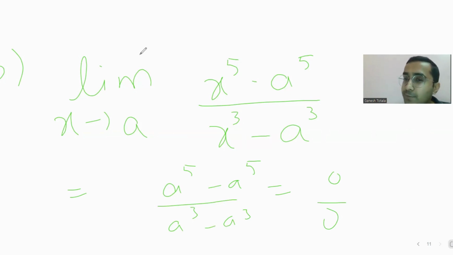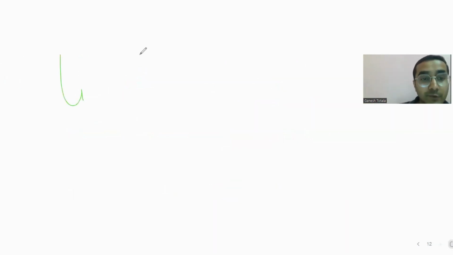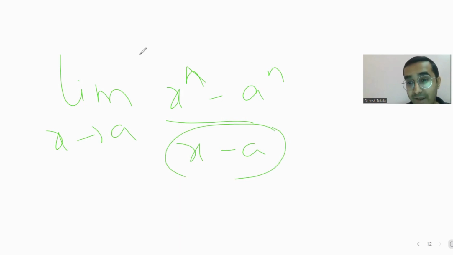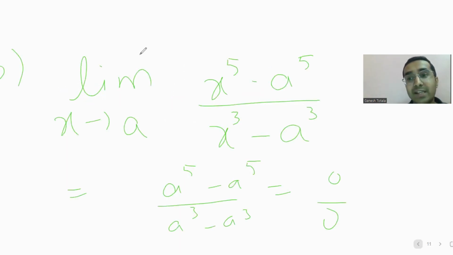So now, how to solve this problem? Just recall that we have seen one standard formula for limits. And what is that? (x raised to n minus a raised to n) divided by (x minus a) is equal to n into a raised to n minus 1. But to use this formula, as x is tending to a, we need the denominator as x minus a, correct? But here, the denominator is x cube minus a cube.